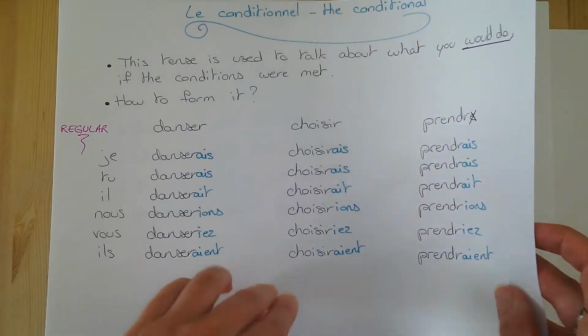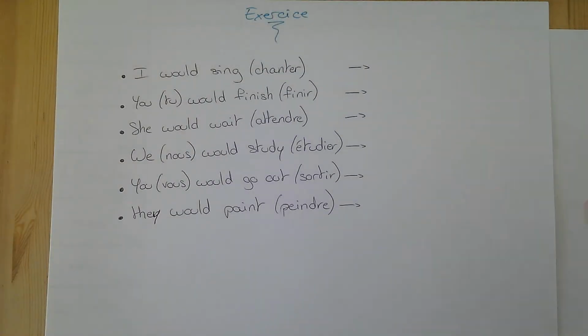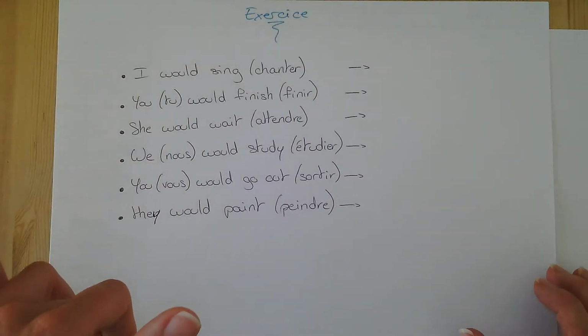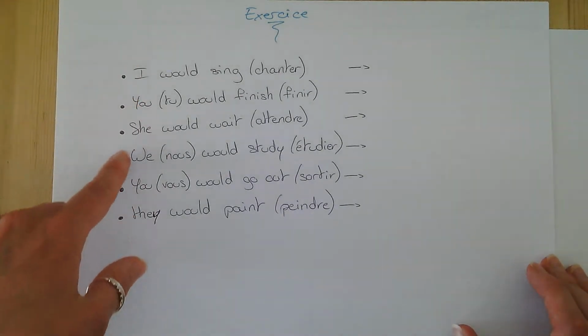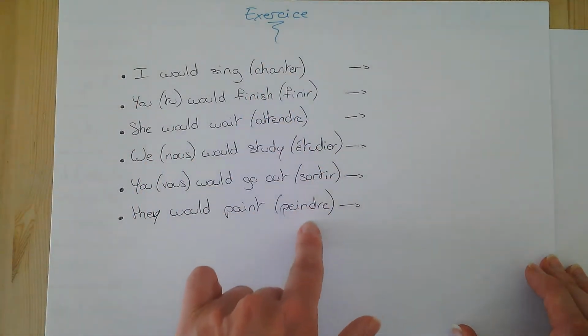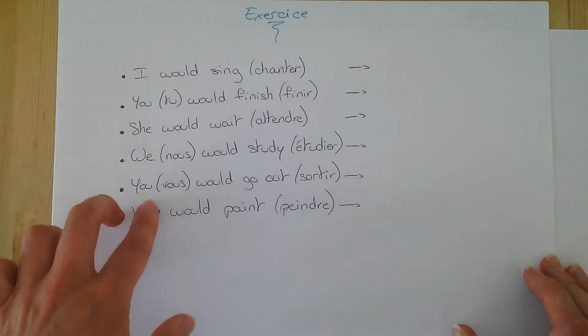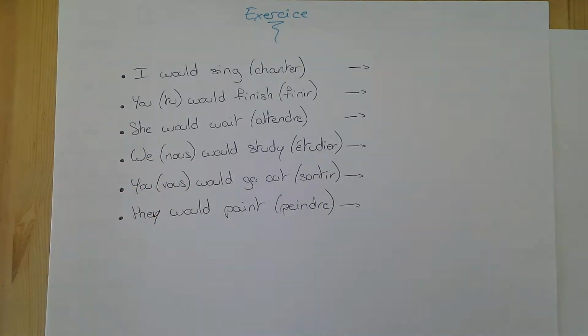I am moving on. So here's the exercise. You've got 6 verbs with each pronoun. You've got the infinitives here. You've got the pronouns I want you to use. And you can take as much time as you want to do that. Please pause the video and I will mark in a few seconds.